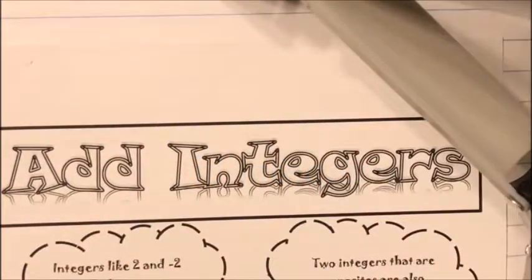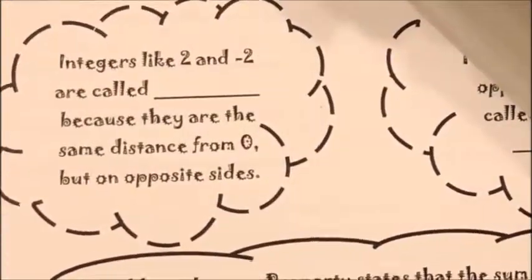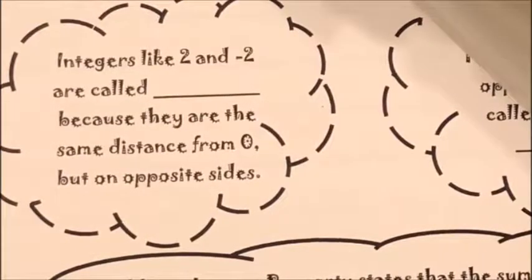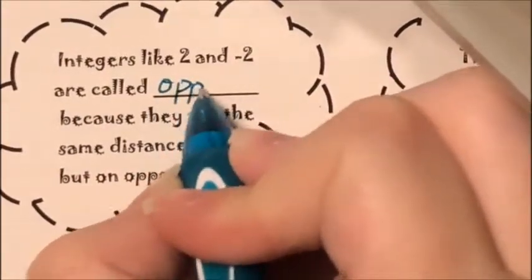All right, this is chapter 3, lesson 2, add integers. Okay, so this first bubble I have here says integers like 2 and negative 2 are called blank because they are the same distance from 0 but on opposite sides. So in that blank you're going to write opposites.